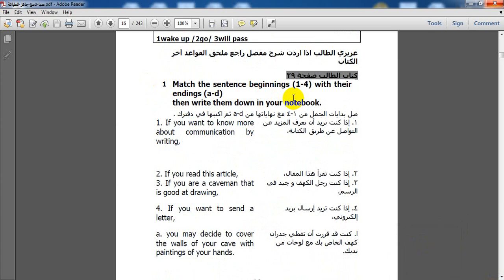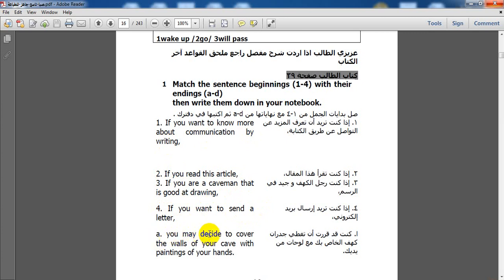Match the sentence beginnings 1 to 4 with their endings A to D. Then write them down in your notebook. 1. If you want to know more about communication by writing. 2. If you read the article. 3. If you are a caveman that is good at drawing. 4. If you want to send a letter.